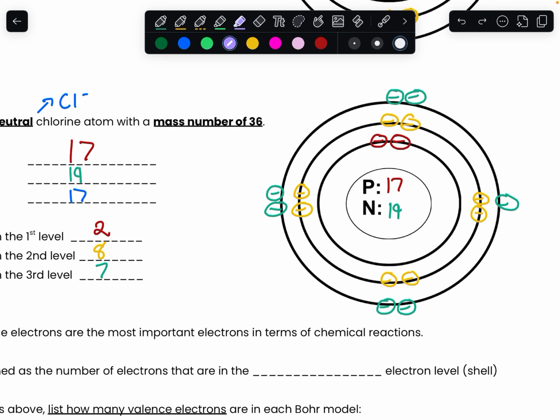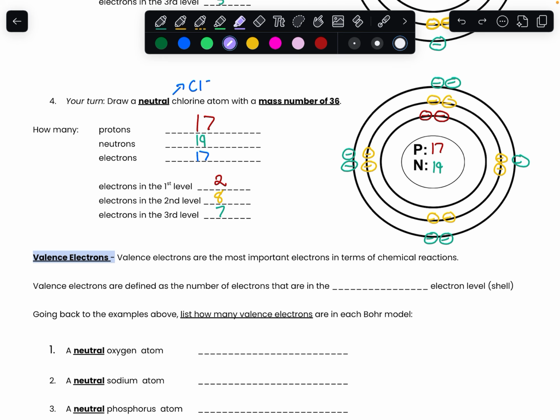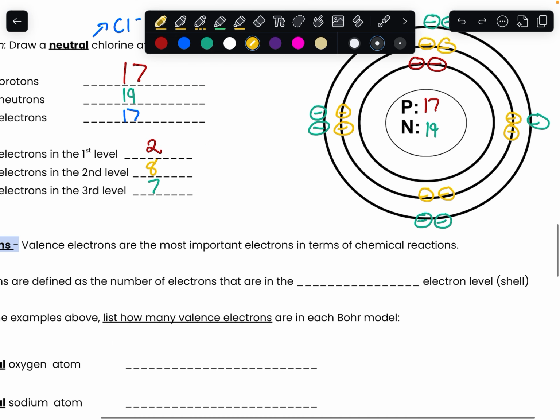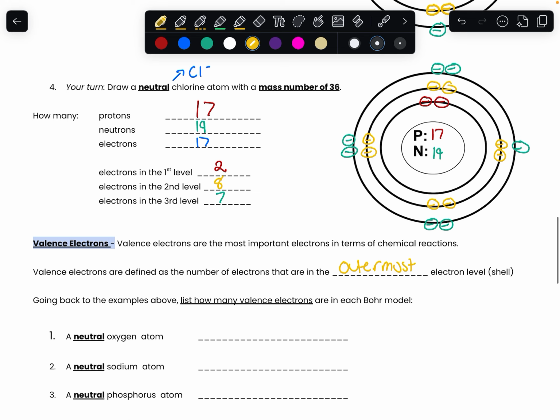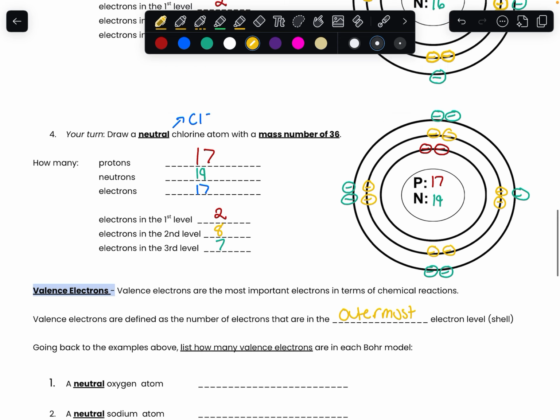The last thing we're going to talk about here is valence electrons. Valence electrons are the outermost electrons in the outermost energy level. These are the very most outside electrons, and they are the most interesting because they participate in chemical reactions, and that's why we're learning about them now. So going back to the examples above, list how many valence electrons are in each Bohr model. I'll do oxygen. I'll let you try the other two.